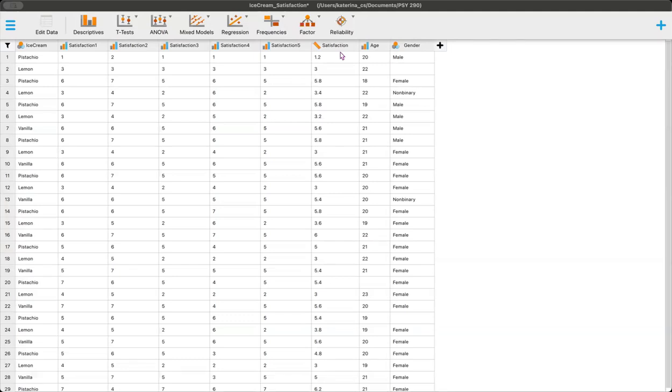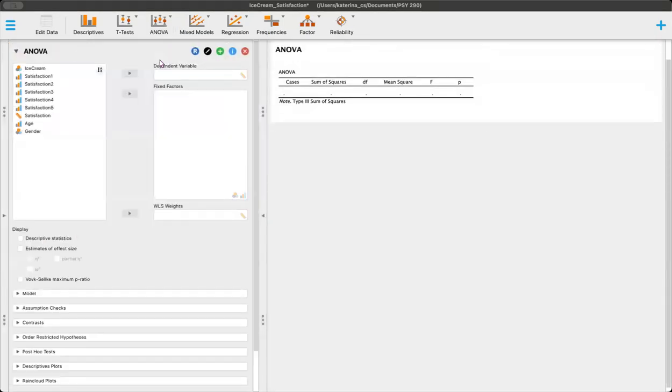So what an ANOVA essentially does is it looks at the effect of the independent variable on the dependent variable. So what we're checking is whether mean satisfaction for pistachio lovers is different from mean satisfaction for lemon lovers or vanilla lovers. Now the way we do this is we go ahead and click on ANOVA and click on ANOVA under classical. And you're going to want to move your dependent variable up here and your independent variable under fixed factors.